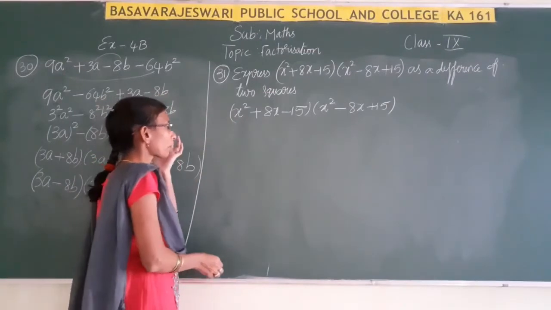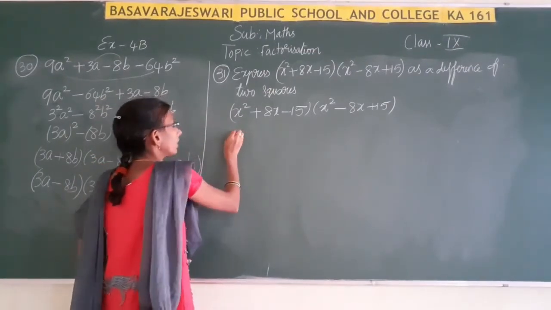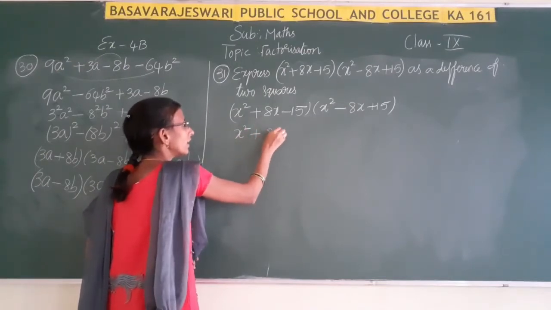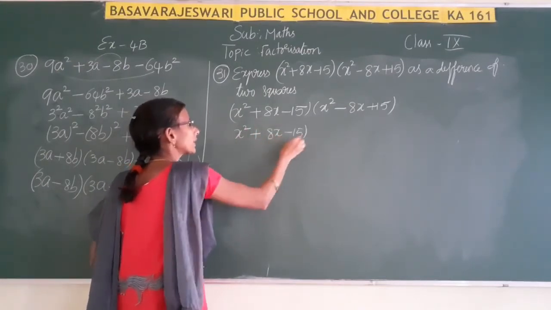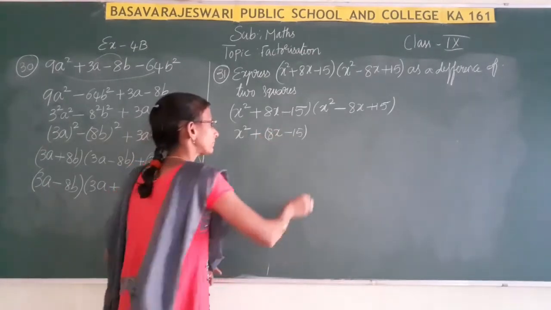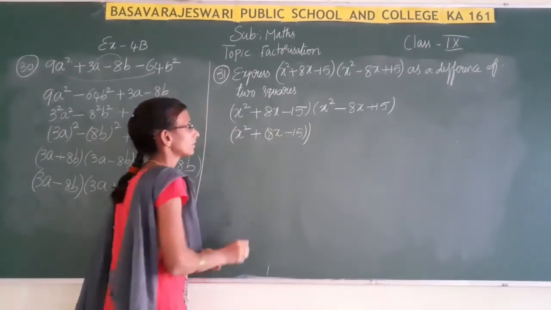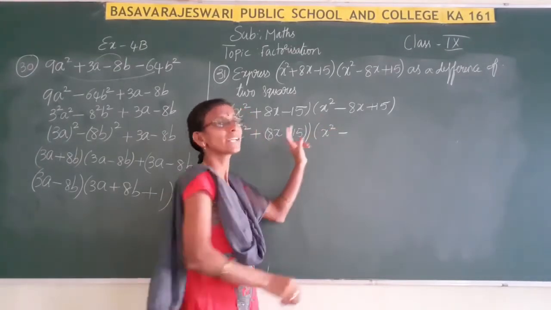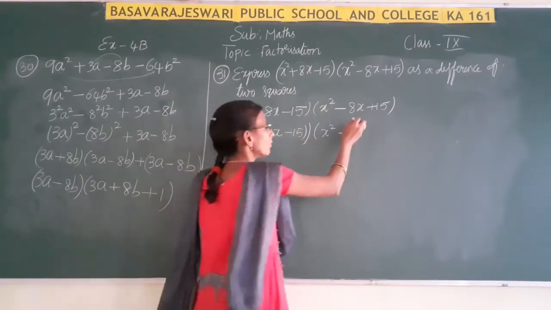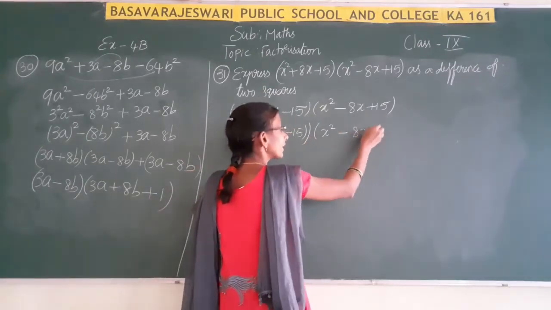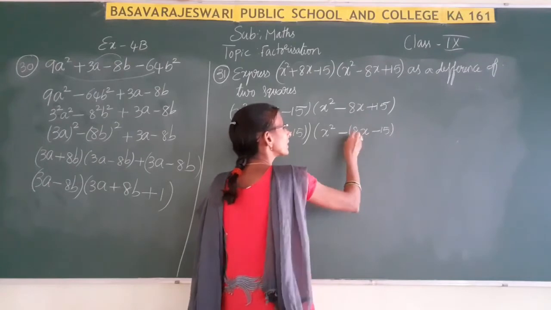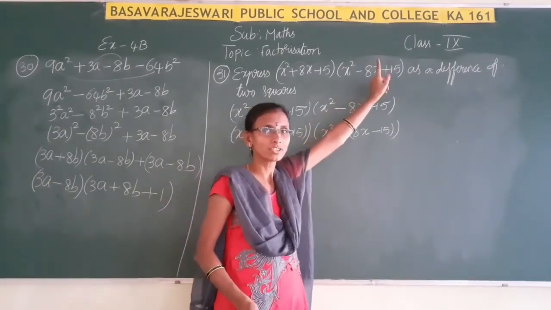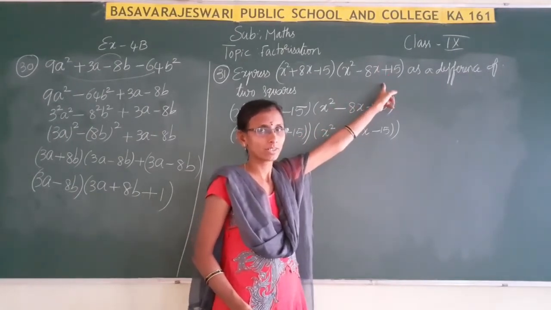So here, x square plus 8x minus 15, I am taking it as one group, and x square minus, if we take out as a common, what will be remaining here? 8x minus 15 will be in a bracket. See, this is plus 15, it's not a minus 15. Okay.